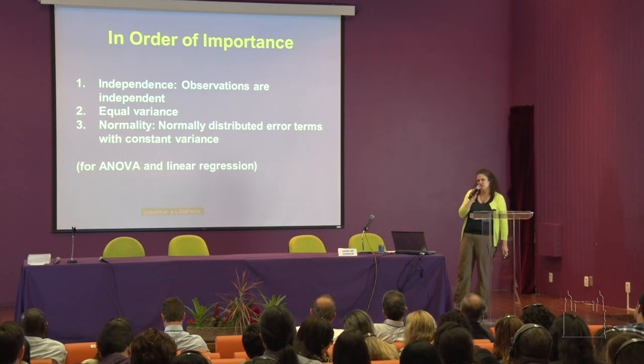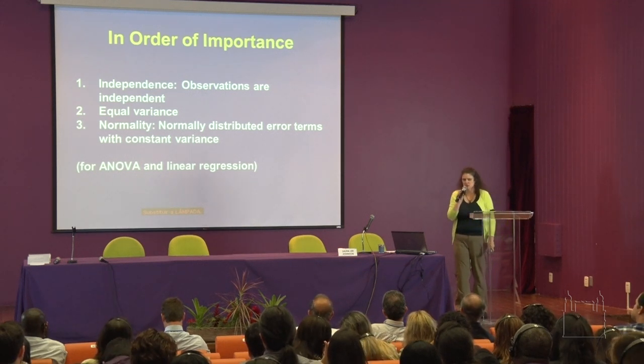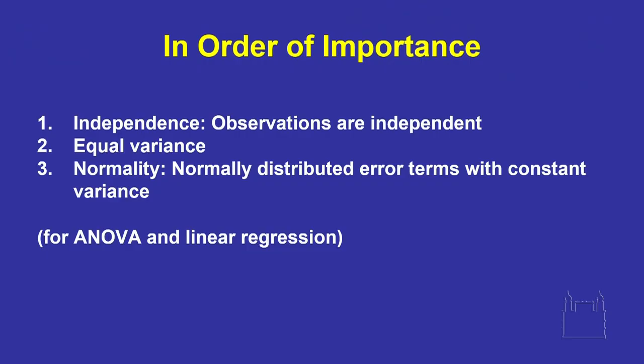Equal variance. I assume that the variance between the two groups is similar. You can violate that one. Not too badly, but you can violate it. And normality, something that we say you have normally distributed error terms with constant variance. Again, there are ways to handle that if you violate that one.